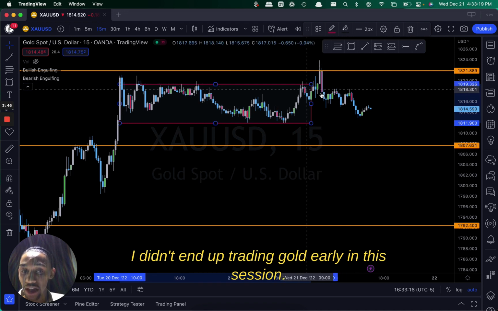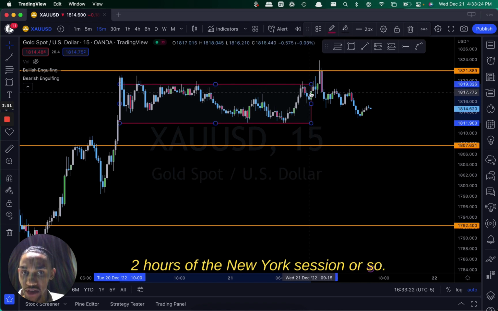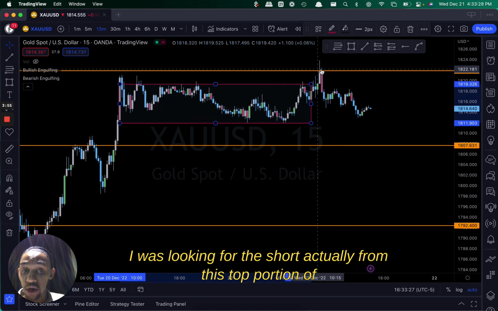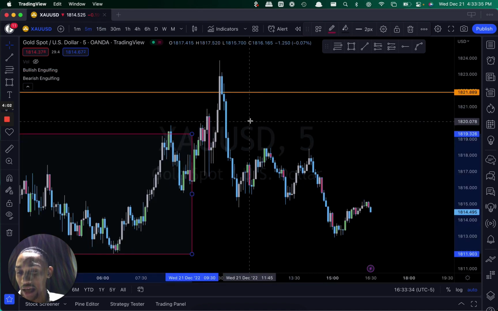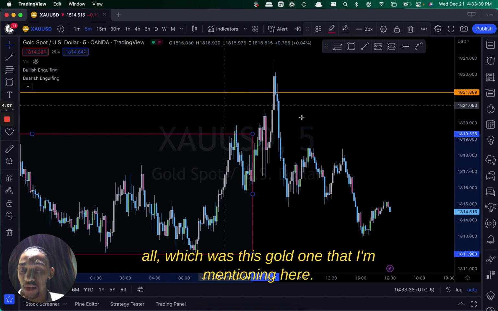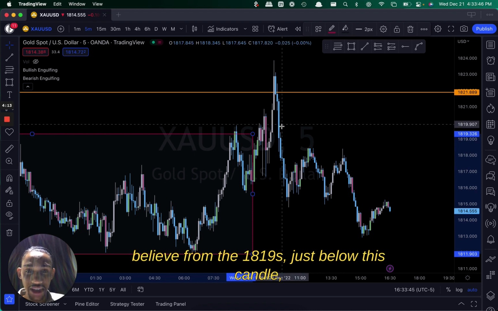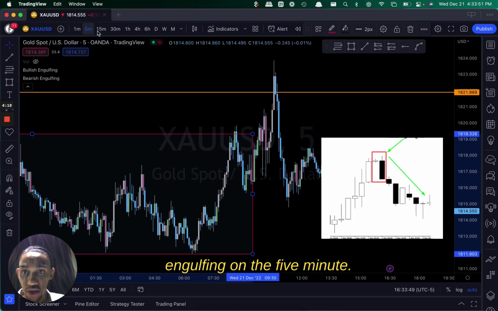I didn't end up trading gold early in this session. I didn't trade it up here at the first 2 hours of the New York session or so. I traded it a little bit later. I was looking for the short actually from this top portion of the 21s, and that was probably my one win of the day. So I took a total of about 3 positions all in all, and this gold one that I'm mentioning here was profitable actually. Catching that short, I believe, from the 1819s just below this candle, as we saw this candle as a bullish engulfing on the 5 minute.